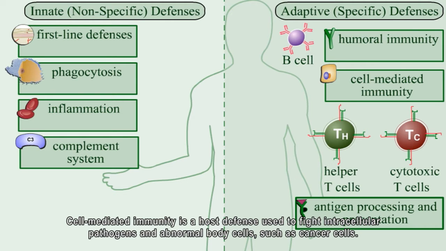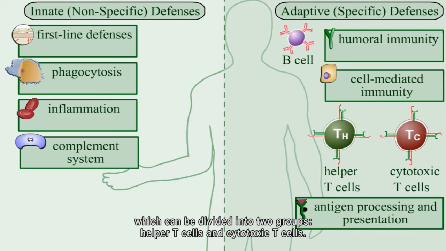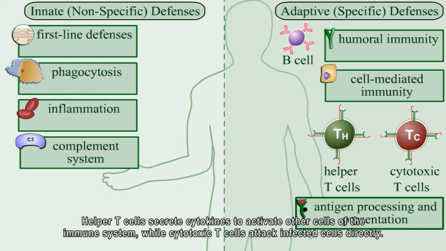Cell-mediated immunity is a host defense used to fight intracellular pathogens and abnormal body cells, such as cancer cells. The protagonists of cell-mediated immunity are T lymphocytes, which can be divided into two groups, helper T cells and cytotoxic T cells. Helper T cells secrete cytokines to activate other cells of the immune system, while cytotoxic T cells attack infected cells directly.